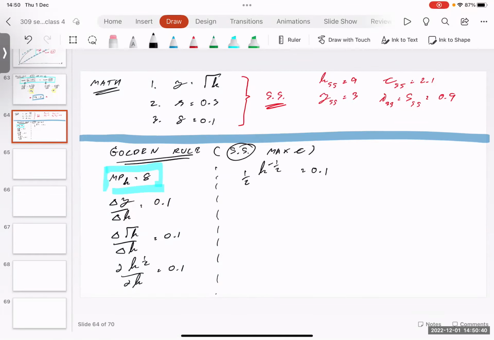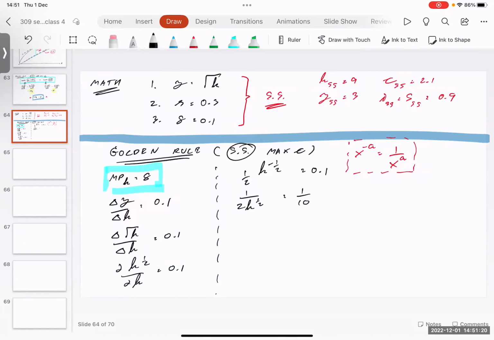So far so good? If you have the variable with the negative power, what you're gonna do is flip it under the fraction. If you have x powered by minus a, you can flip it under the fraction. You're gonna get 1 over x powered by a. You got it? This is basic mathematics. We're gonna use the same way, okay? So this one, we're gonna get 1 over 2k powered by 1/2 equal to 0.1.